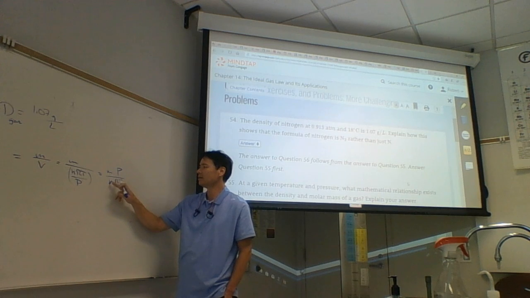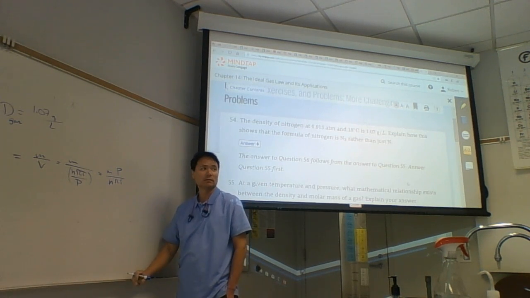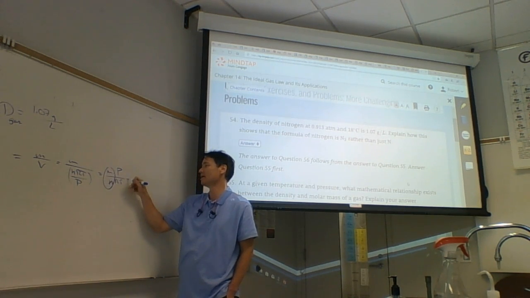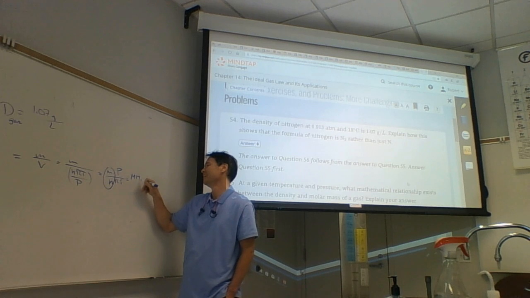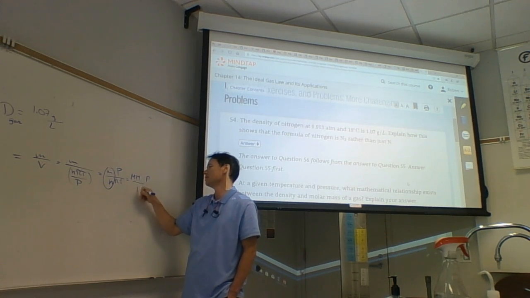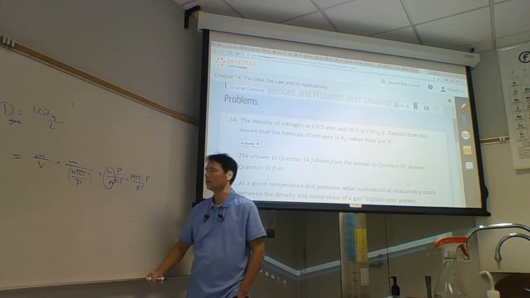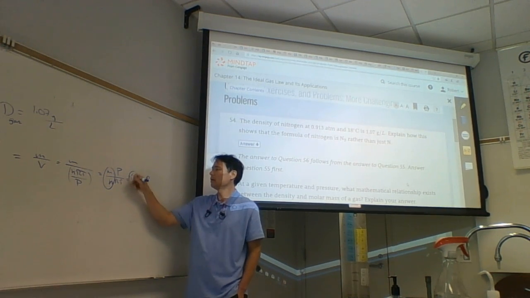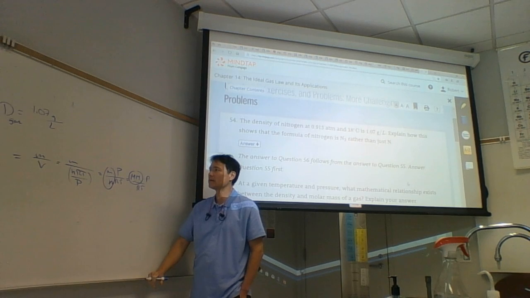Mass over n, do you recognize that? M over n, the molar mass. M over n is called the molar mass, so we'll just do molar mass times P divided by RT. And so we can figure out what the molar mass is based on having this density here.